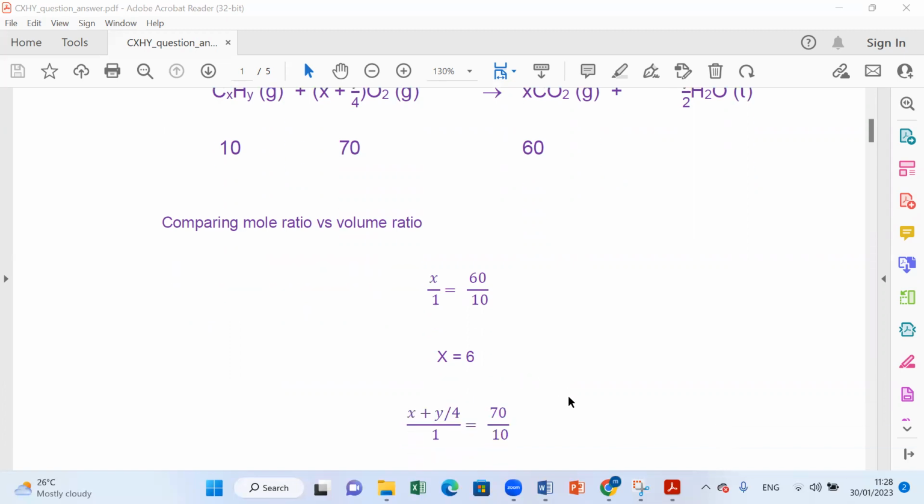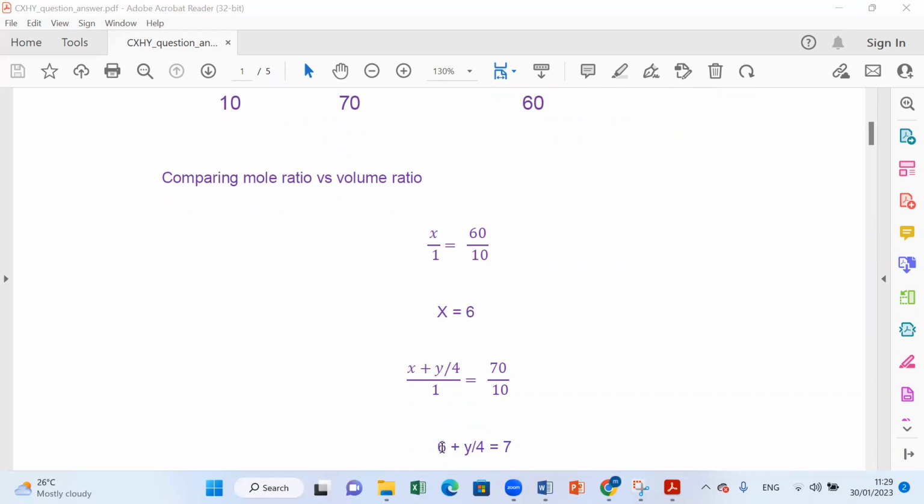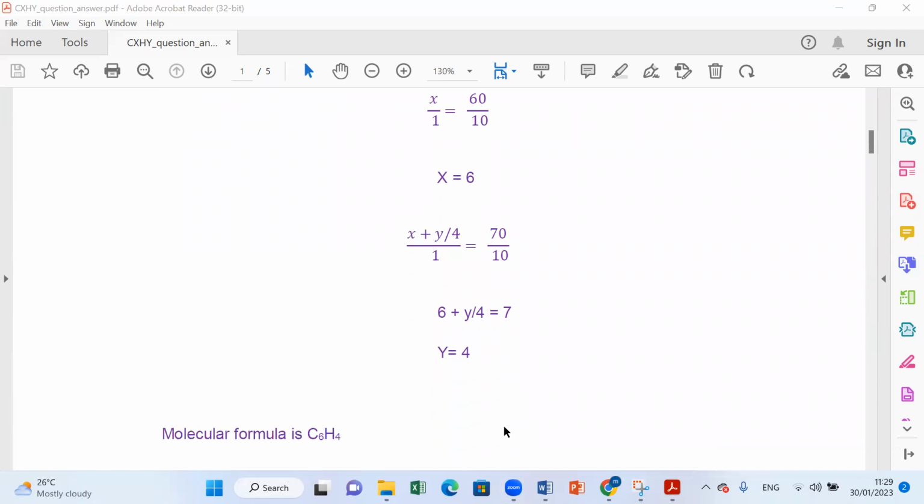And likewise, if I were to do the same for this one, which is the volume of oxygen, 70 over 10, which is the volume ratio of oxygen against your hydrocarbon, and I compare against the mole ratio, which is x plus y over 4 over 1. I substitute the x in because I already solved my x as 6. I'm able to solve my y now, which will be 4. So the formula of the hydrocarbon will now become C6H4.